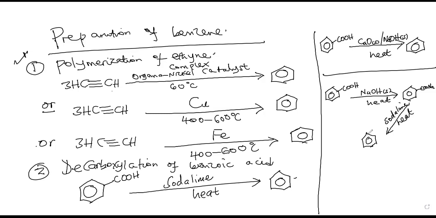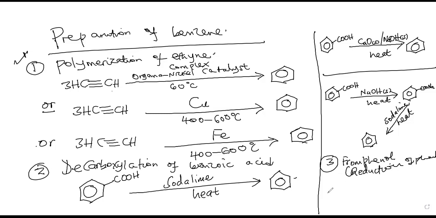So these are so far the 2 methods we have looked at, but we still have more. The 3rd method we are going to outline is from phenol. You can get benzene from phenol. Phenol is a derivative of benzene also, but we reduce it, you can call it reduction of phenol.